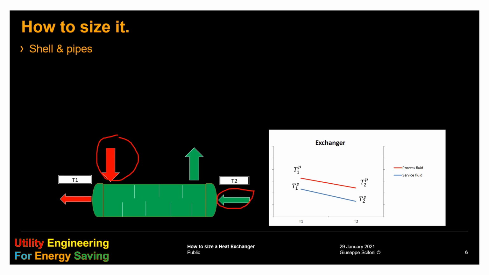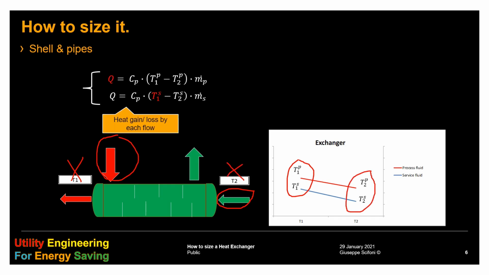This is our process fluid, which needs to be cooled, and this is our service fluid, which is getting hot. We call T1 the temperatures at the left side of the exchanger and T2 the ones at the right, so we can represent a chart of the temperatures evolution of the two fluids. Those are the T1s on this side and those are the T2 on that side. Both temperatures of the process are known, so T1P and T2P are known. Moreover, the entry temperature of the service fluid T2S is known.